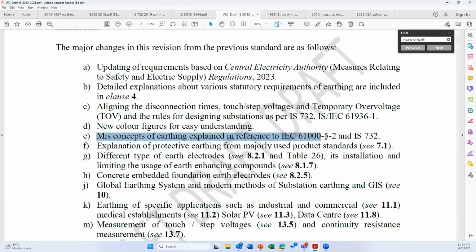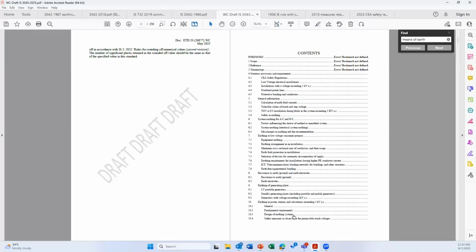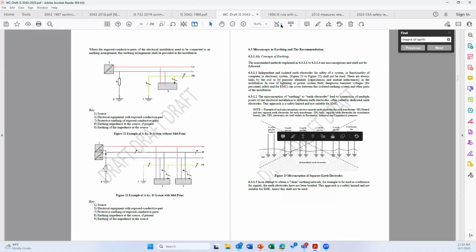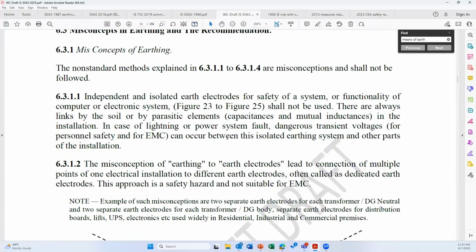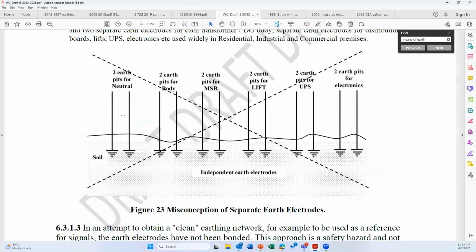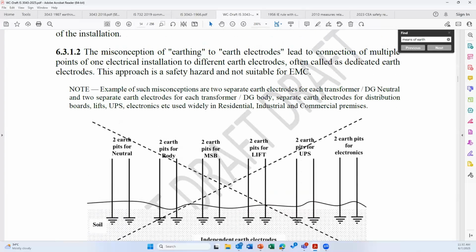misconcept of earthing, explained in reference to IEC 61052 and IS 732. The misconcept of earthing, for example, as I explained, everywhere we have the wrong idea of doing wrong earthing. Now this picture has been included, separate. This is figure 23, misconcept of separate earth electrode. So if the electrical inspector or any safety officer, safety auditor, or maybe factory inspector comes to you and asks for too many earth pits, you have to show this particular picture and tell them that, sir, this is wrong. This is the reason for all the accidents.